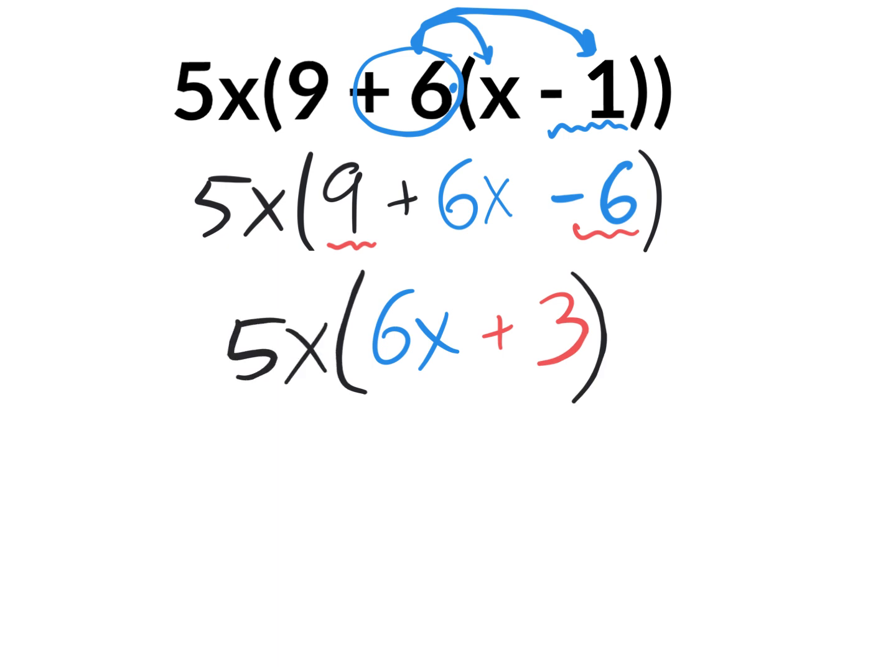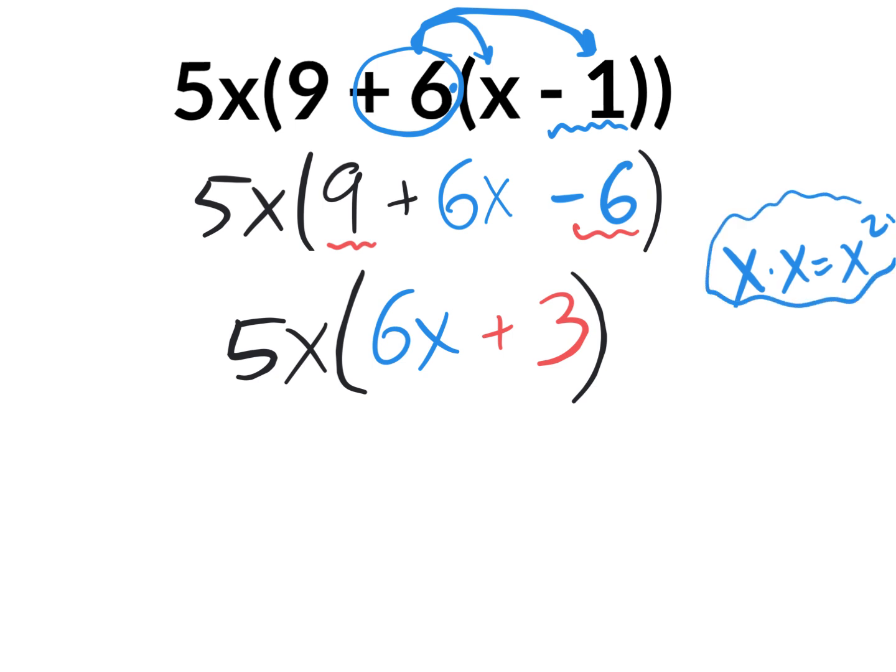Now this is where it's a little different than the rest, because I still need to distribute the 5x into these 2 terms right here. I need to take this 5x and multiply it by both of these. So here's where it's a little tricky because we have an x times x. And I hope we all remember that x times x is really just x squared, right? That's something we need to know.